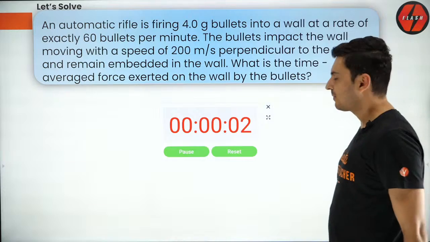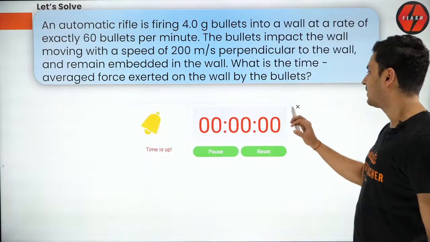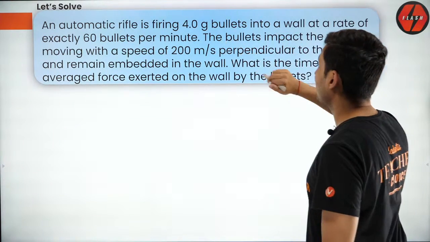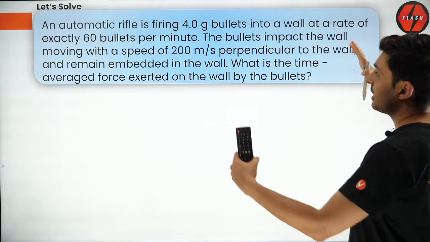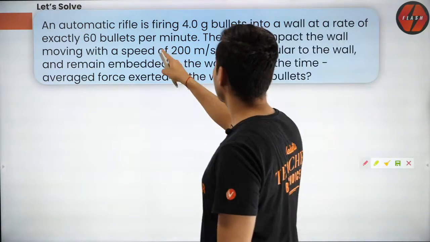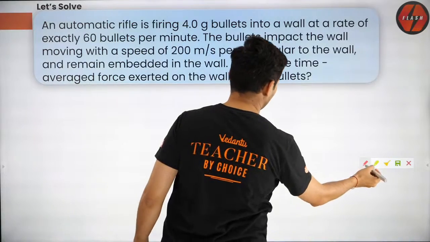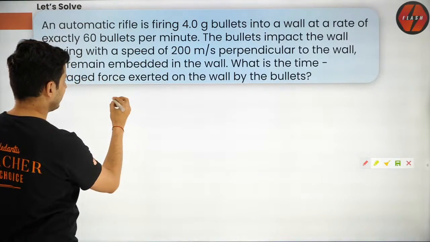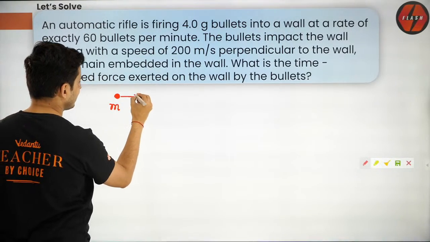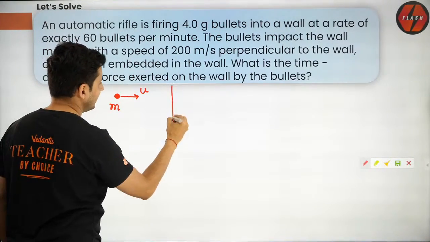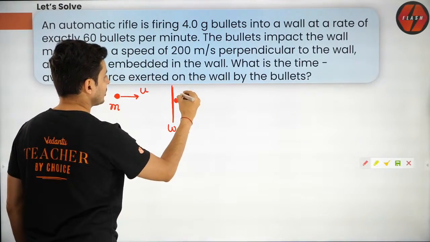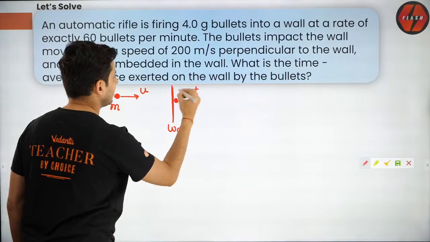All right, so let's see what is the answer. The time is up. Now the mass of the bullet is 4 grams, and 60 bullets are striking per minute, so let's keep that in mind. Each bullet has some mass, moving with some velocity u, and when it hits the wall, that bullet stops. That means it comes to rest.